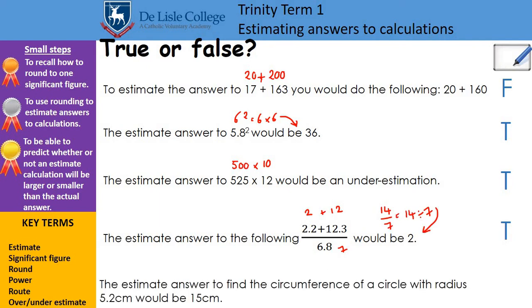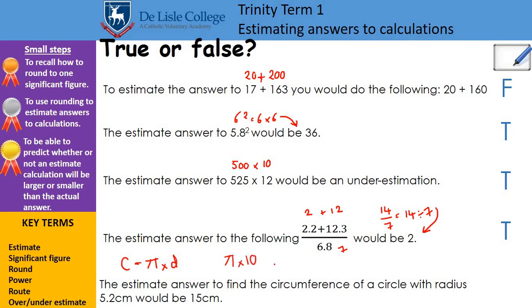And you do get 2. Well done. Right, the estimate answer to find the circumference of a circle with radius 5.2 would be 15. Now, you should remember from previous learning that to find the circumference of a circle, you have to do pi times diameter. Okay? Now, if the radius is 5.2, what would the diameter be? Well, the diameter is 2 lots of the radius, so let's make that 5. Okay, so therefore the diameter will be 10, so you're doing pi times 10.